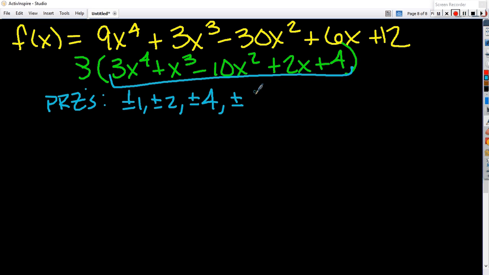Every possible fraction, taking these factors divided by these factors. So you divided all of them by 1. What's another factor of 3? 1/3. 3. So now divide them all by 3. 1/3, 2/3.